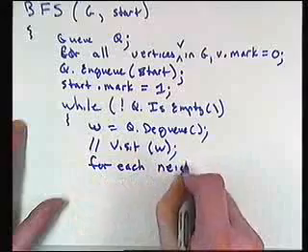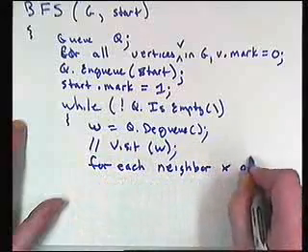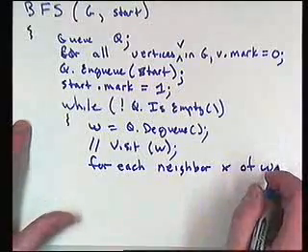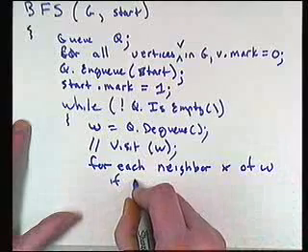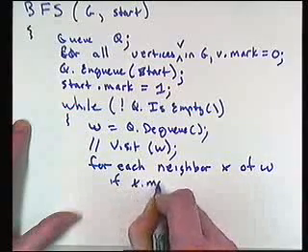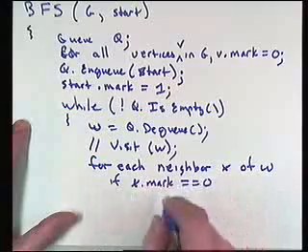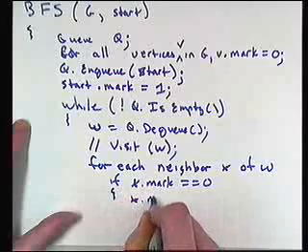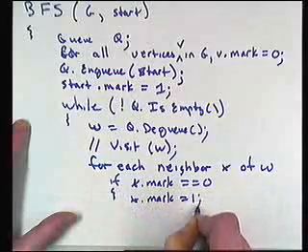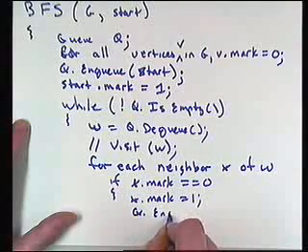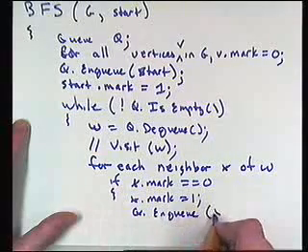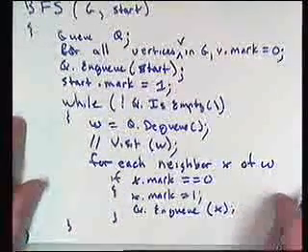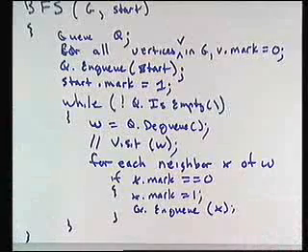And then we say for each neighbor X of W, and what we do here is we say, well, if the neighbor has already been marked, I don't want to re-add it to the queue, and so I can say if x.mark is equal to 0, then we'll go ahead and say x.mark is equal to 1 instead, and we'll enqueue. And that's all there is to it.